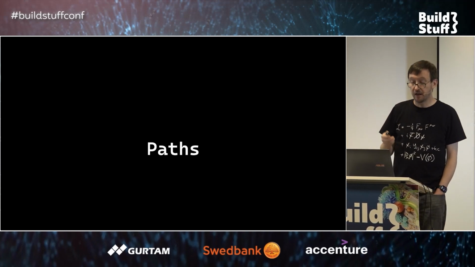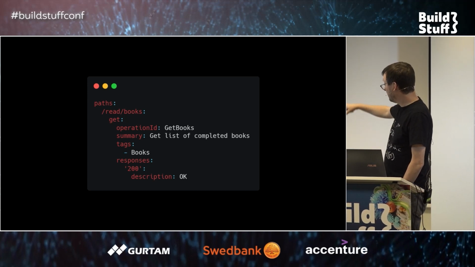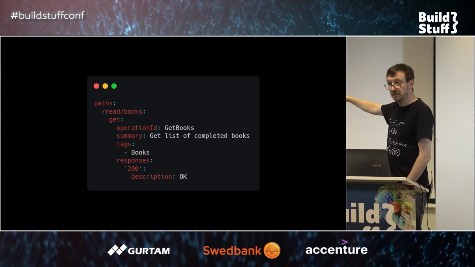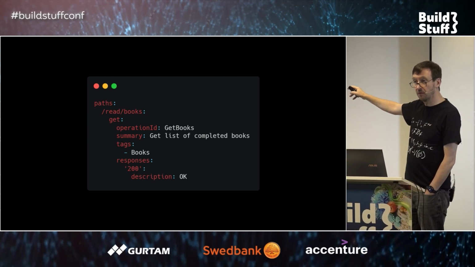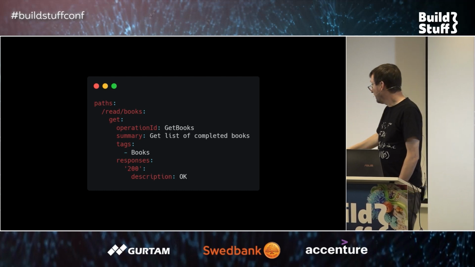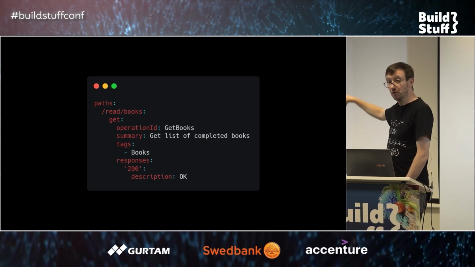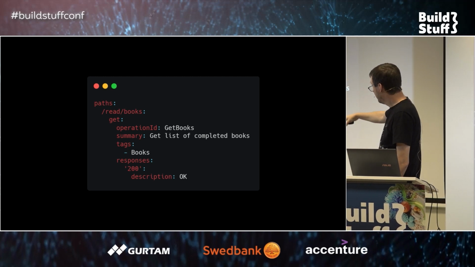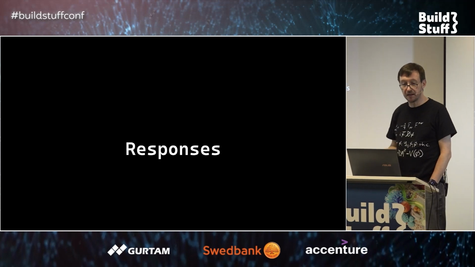So at the top level, we have paths. And paths is like /read/books. And then within the path, we have operations, and we have a get, and then we say the operation ID is get books. In generated Swagger, that would be the name of the controller action, if you're using ASP.NET Core MVC. If you're using minimal API, then you actually have to tag on a thing that gives it an operation ID. And then we can put a summary in there, and we can link it to one of the tags we've declared earlier, and we can say what kind of responses it gives.